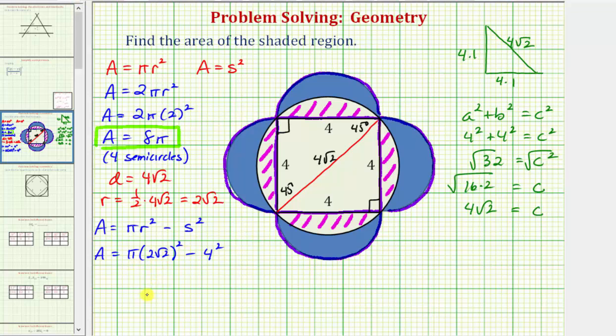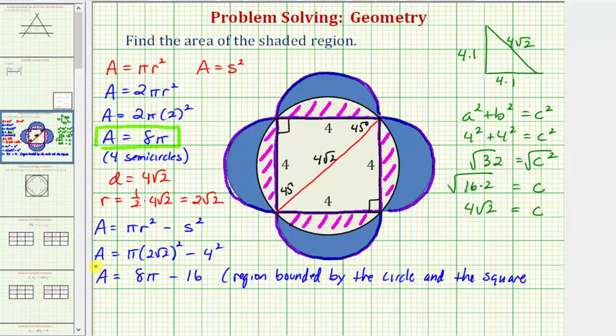Let's show some work on 2 square root 2 squared. 2 square root 2 squared is equal to 2 square root 2 times 2 square root 2. Well, 2 times 2 is equal to 4. Square root 2 times square root 2 is equal to the square root of 4, which is 2. So 2 square root 2 squared is equal to 8. So the area of the bounded region is equal to pi times 8, or 8 pi, minus 4 squared, or minus 16. Again, this is the area of the region bounded by the circle and the square.